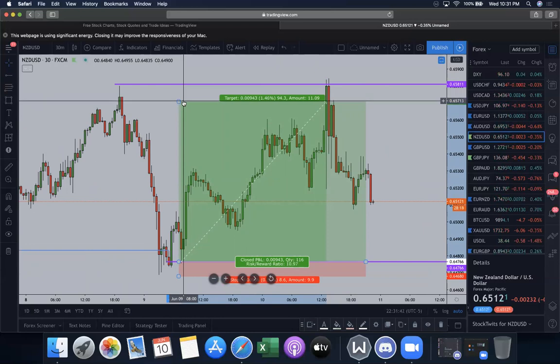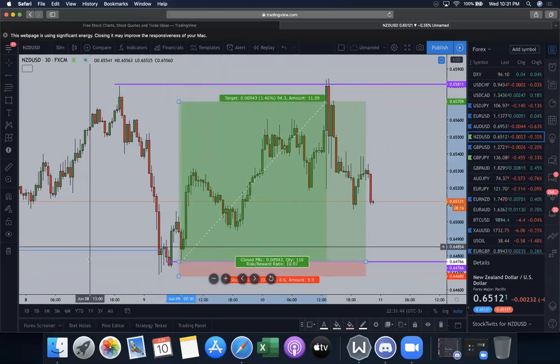And is the setup still valid? Price come back? No. So this is not valid at all. We only want to enter on the first one.